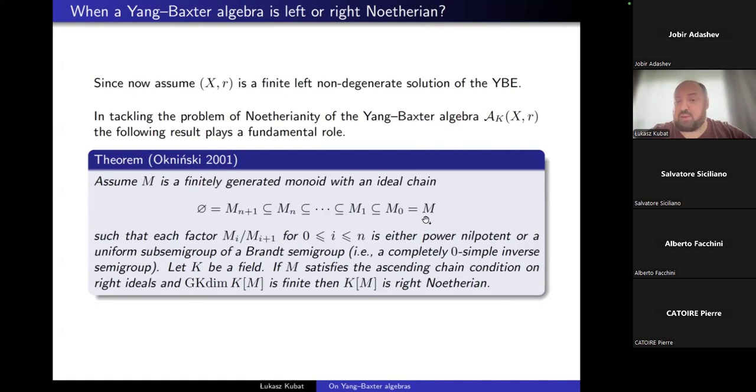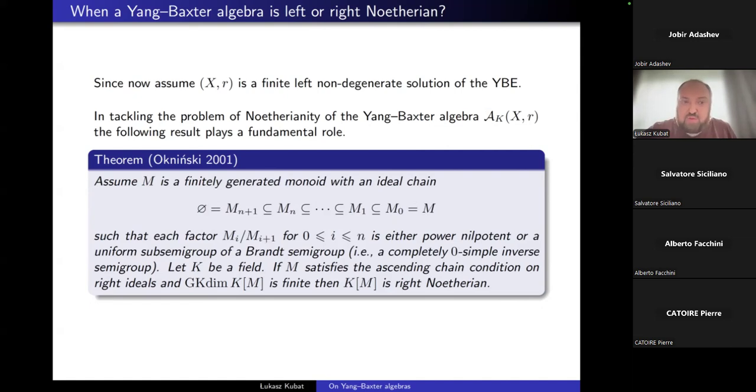And moreover, such a monoid should allow a chain of ideals with nice quotients. So among quotients, what can happen? Quotients can be either power nilpotent or a completely zero simple inverse semigroup. If we are able to build such a chain of ideals with quotients with such properties, and if we have a monoid with ACC on right ideals and the corresponding GK dimension of the algebra is finite, then we control the at least one-sided Noetherianity of our algebra.